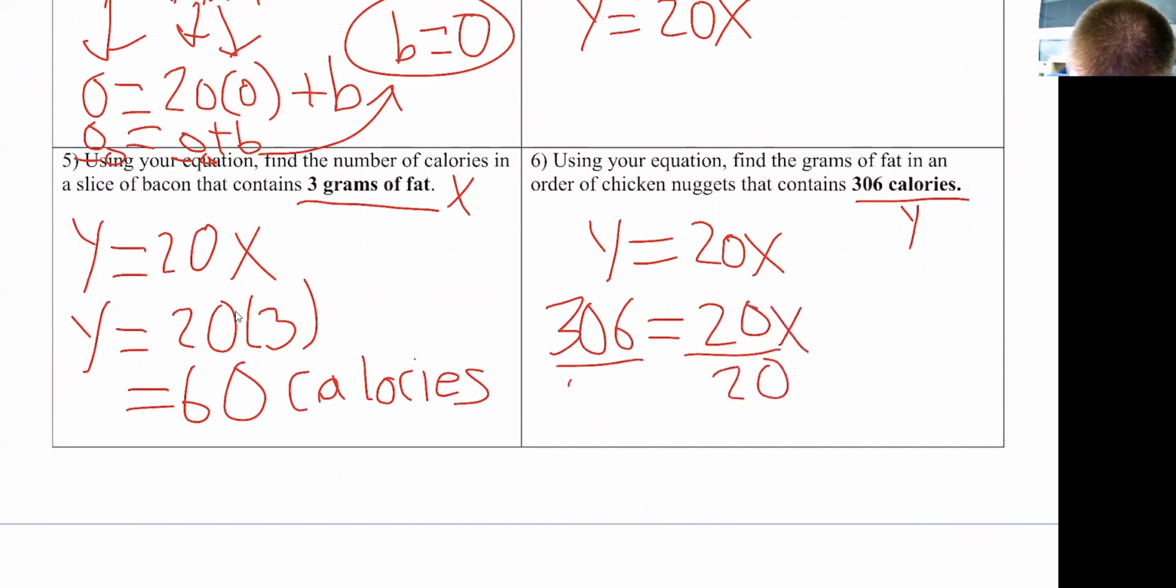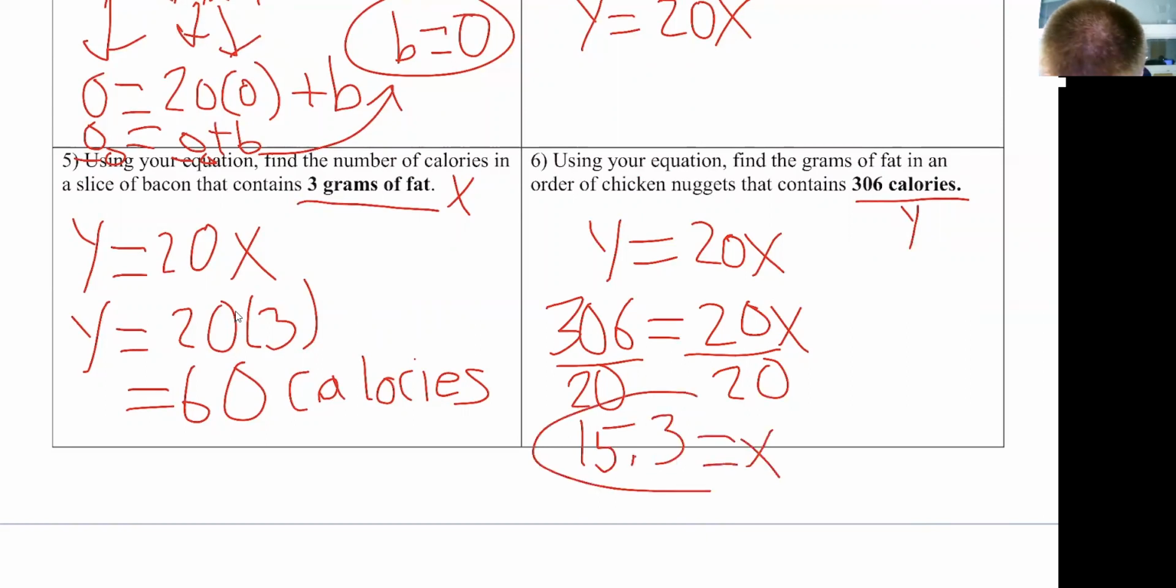If you divide this in a calculator, 306 divided by 20, you get exactly 15.3. Sorry. So that would be the number of fat grams. In these chicken nuggets, you would expect to have about 15 grams of fat.